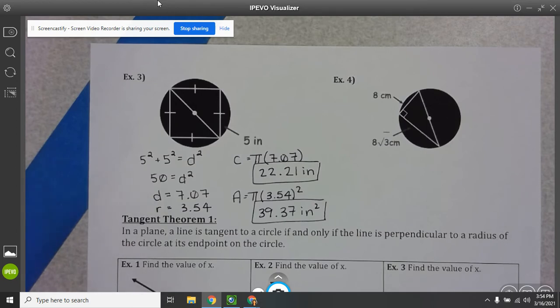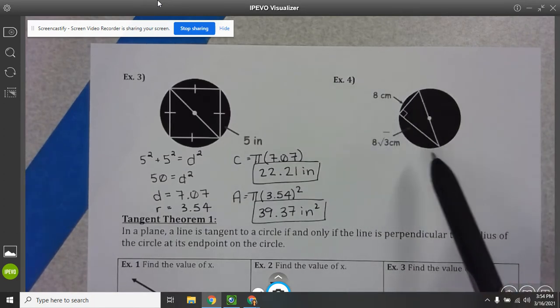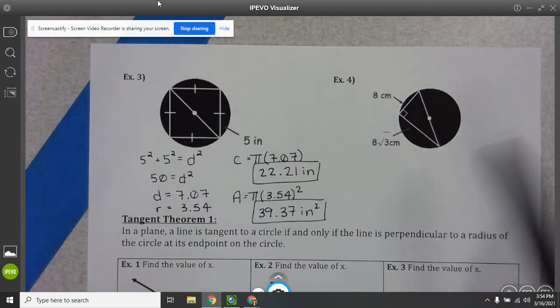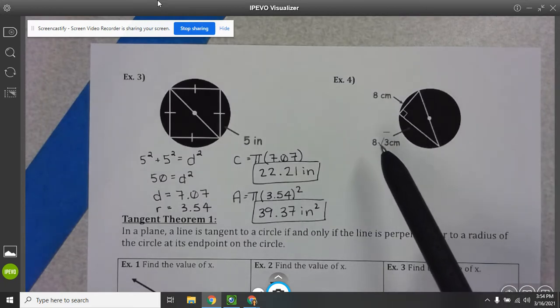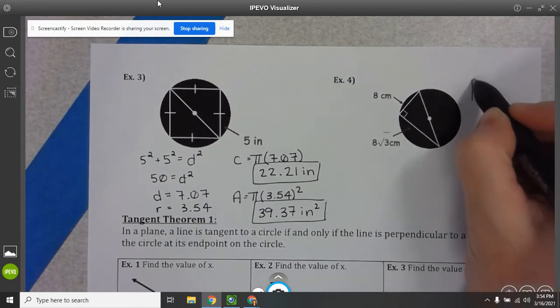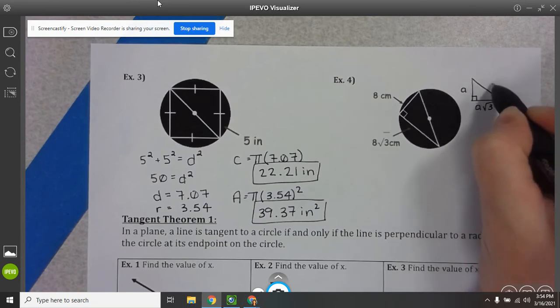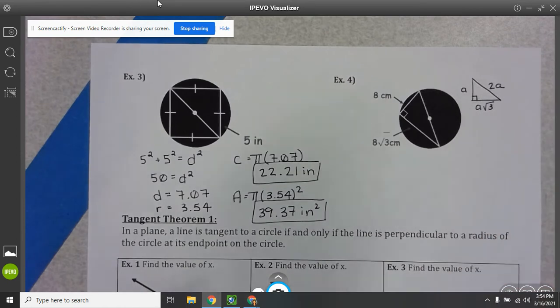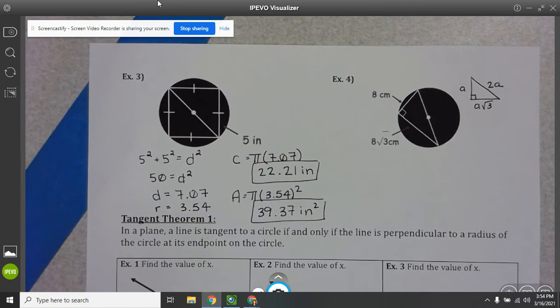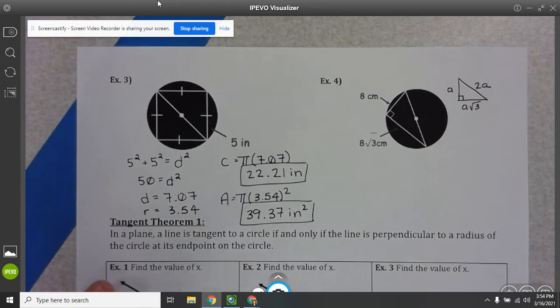So I want you to take a second and pause this video and try to do this one without me. Now, keep in mind, I see square root of 3 here, so that's making my brain think of a 30, 60, 90 triangle where I have a square root of 3, and 2a to make your life easier. So pause, try it, and then come back to me.